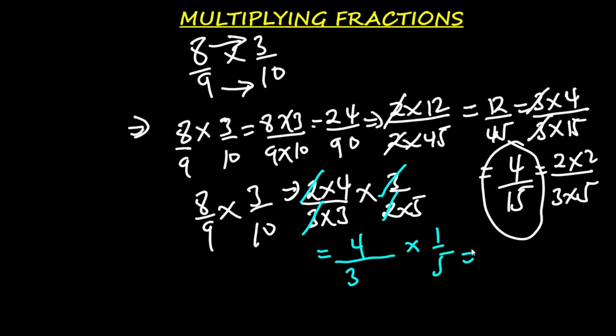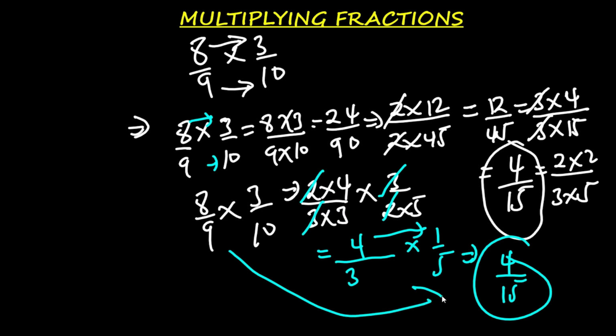Now we just go ahead and multiply it. So instead of multiplying it the first way, we just simplified before multiplying. 4 times 1 is 4, and 3 times 5 is 15. As you can see, we have the same answer. But the reason I advise you, anytime you multiply, try to simplify, if you can, before you multiply, because that one will be easier for you.